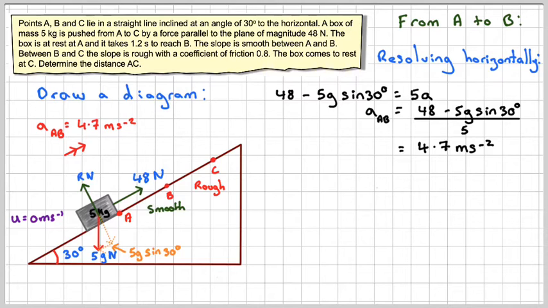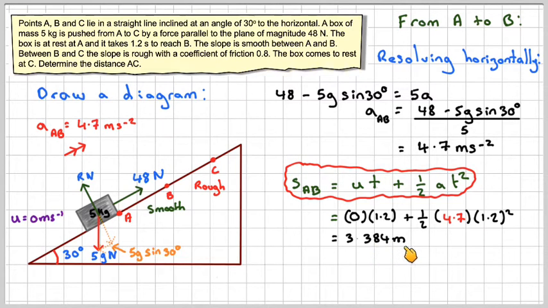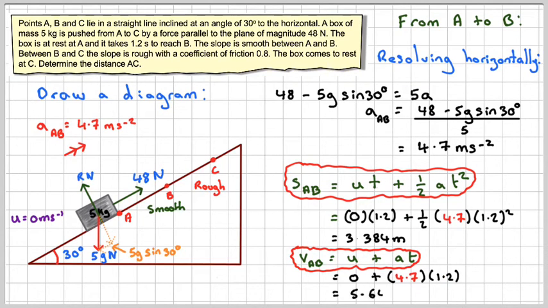And now we know it takes 1.2 seconds to get to B with an acceleration of 4.7 meters per second squared with an initial velocity of 0. So s_AB will be ut plus a half at squared. So it'll be 0 times 1.2 seconds plus a half times 4.7 times 1.2 squared, which will give me 3.384 meters. So we now know the distance from A to B is 3.384. The velocity when it gets to B will be u plus at. So it'll be 0 plus 4.7 times 1.2, which will give me 5.64 meters per second.